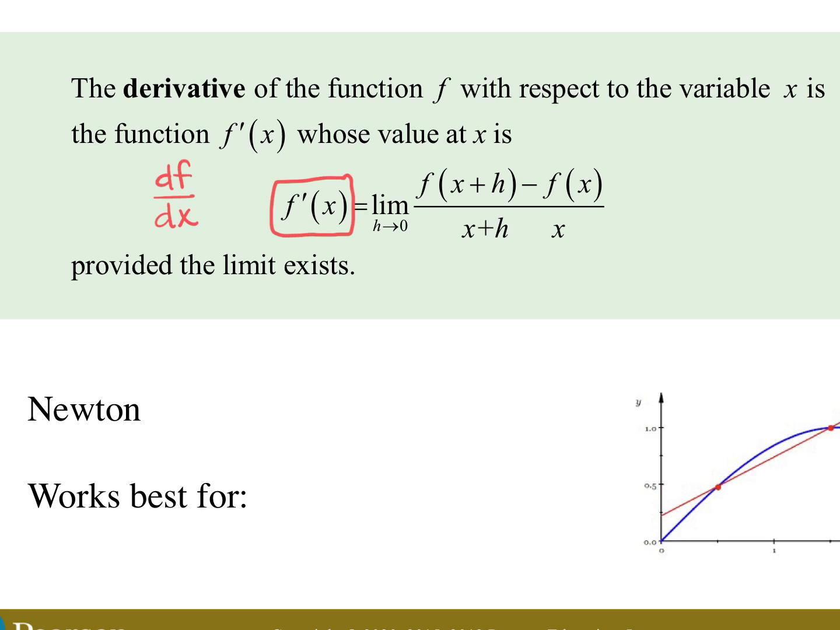Newton wrote his because Newton primarily was a physicist. He was not really a pure mathematician. He was doing this so that his physics would work. And so he focused all his energies on things that were polynomials. So go ahead and write down at the bottom here that Newton's really only works well for polynomials.